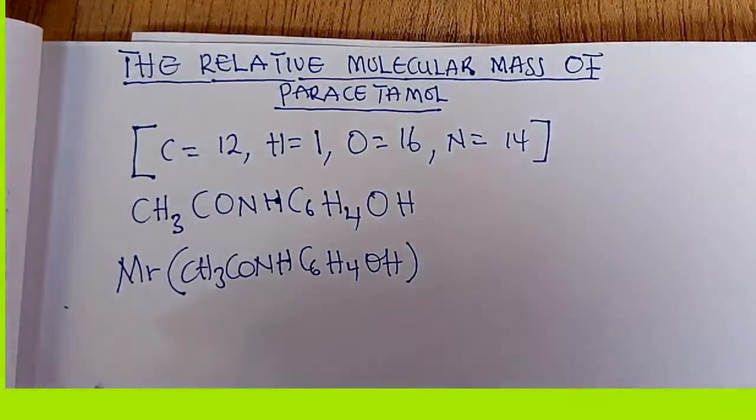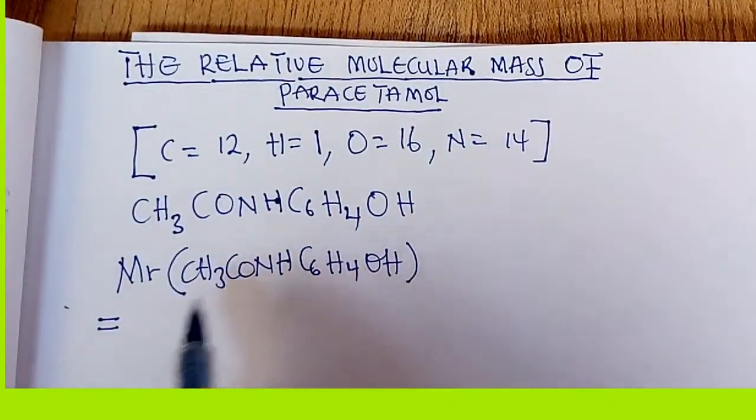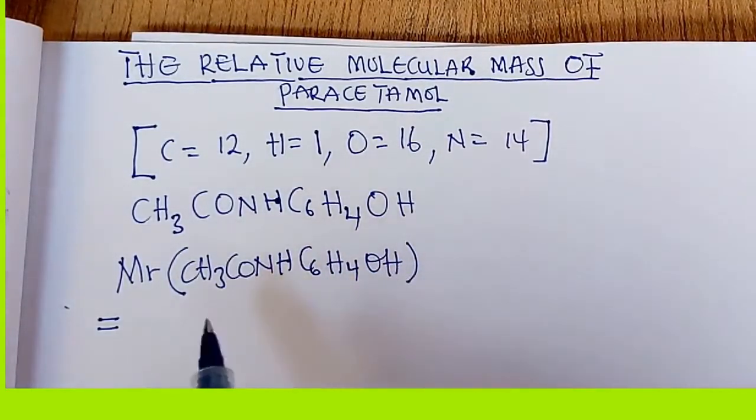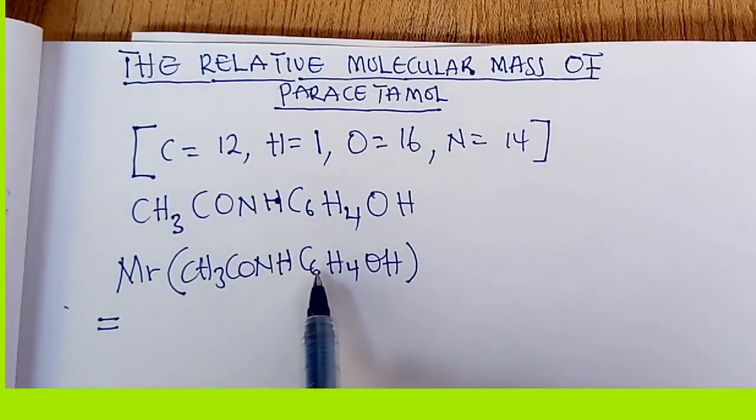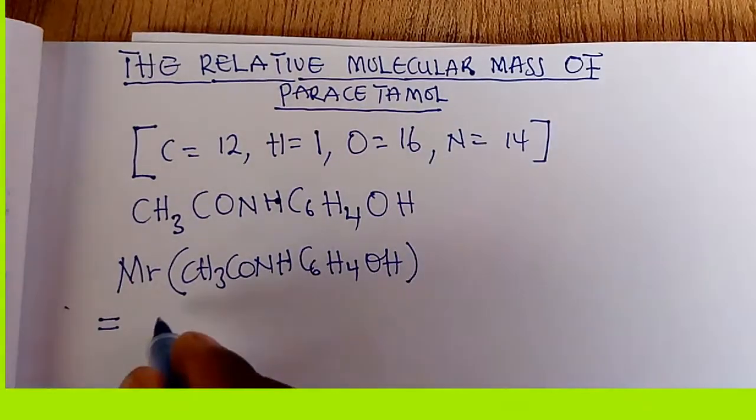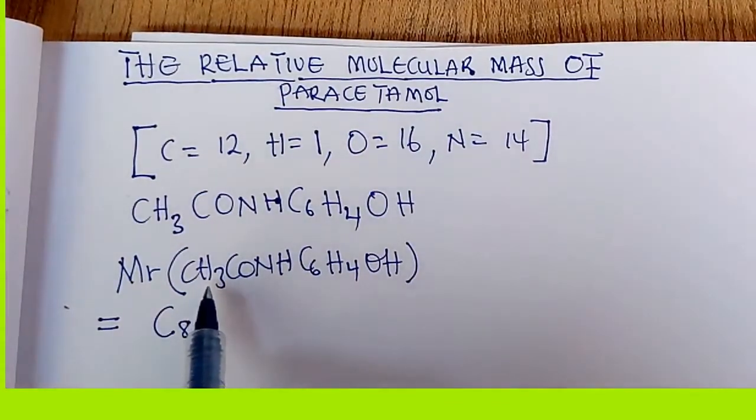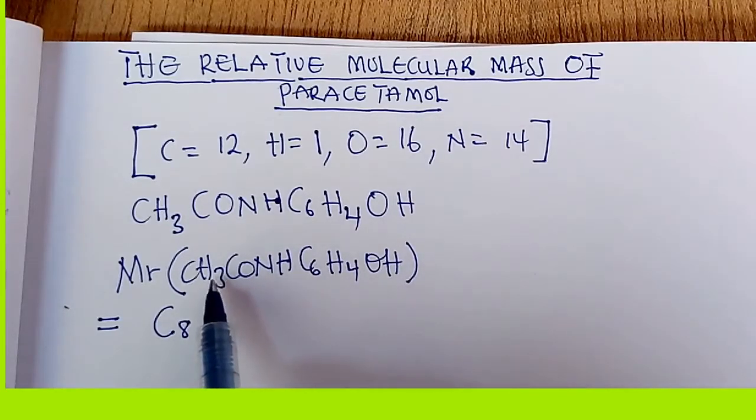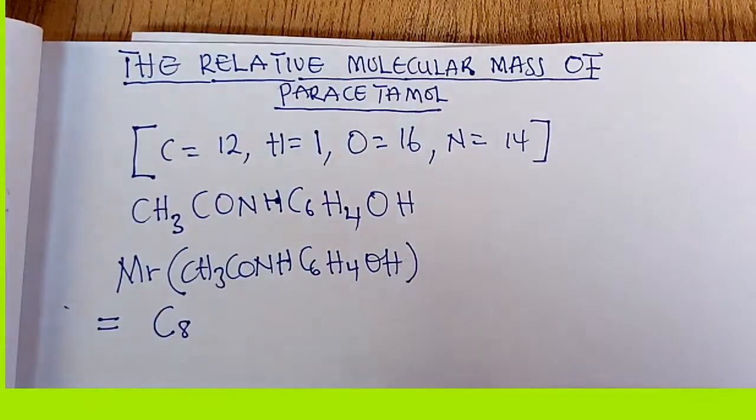We can do this by counting the number of carbons and grouping them together, then the hydrogens, then the oxygens. Carbon, we have 1 here, another carbon here, 2, another 6 carbons here, making 8. So we have 8 carbons, so we can write C8. How many hydrogens do we have? We have 3 here, 1 here, making 4, 4 more here, making 8, and 1 here, making 9. So we can write H9.